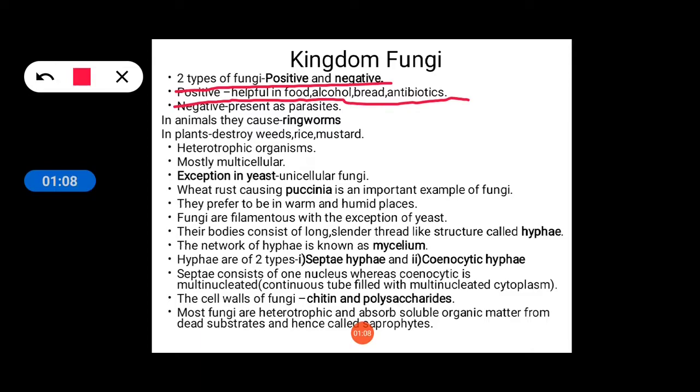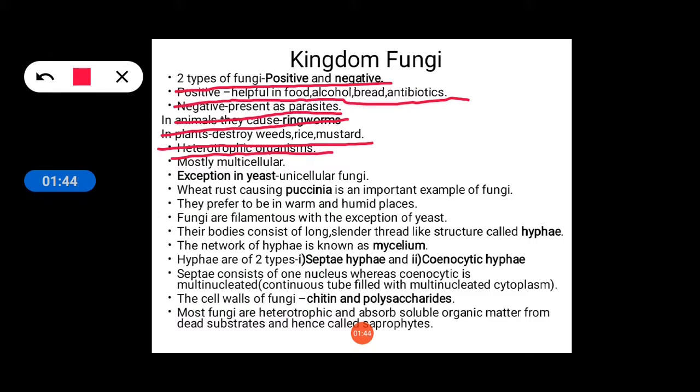Negative fungi are present as parasites on other animals or plants. In animals, they cause ringworms. So some fungi, if present in animals, cause ringworms, and if present in plants, they destroy wheat, rice, mustard, etc. So the next point is heterotrophic organisms.